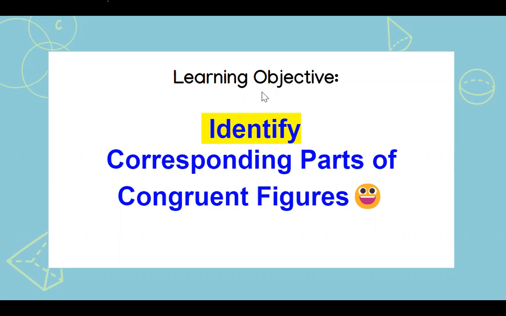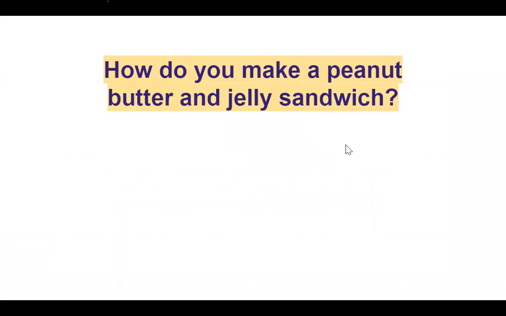Okay. Now, I want to ask you guys a question. You guys ready? Yes? No? Maybe so? Be honest with me, okay? How do you guys make a peanut butter and jelly sandwich? All right, Brendan. Put the peanuts on. Put the butter on. The other one is they squish them together. And then you mix it.